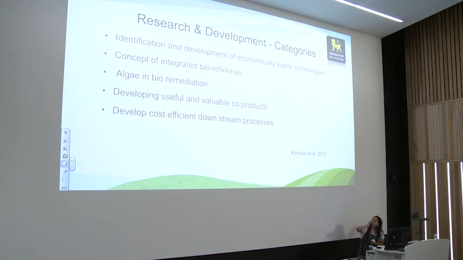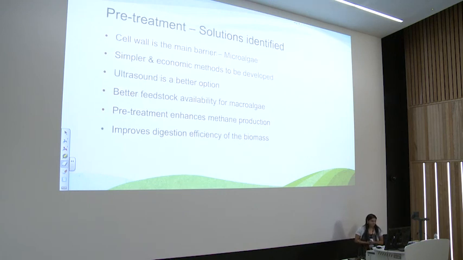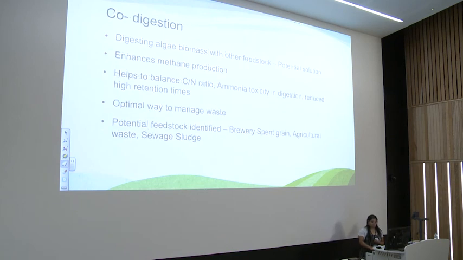Overall, these are the R&D categories. As I explained earlier, these are my solutions that I have identified. The cell wall is the main barrier when you come to microalgae, and simpler and economic methods have to be developed if you have to employ it in a large-scale one. And then co-digestion, I have identified 3 different feedstocks, which are brewery spent grain, agricultural waste, and sewage sludge. And again, literature review has shown that this will increase the biogas yield.